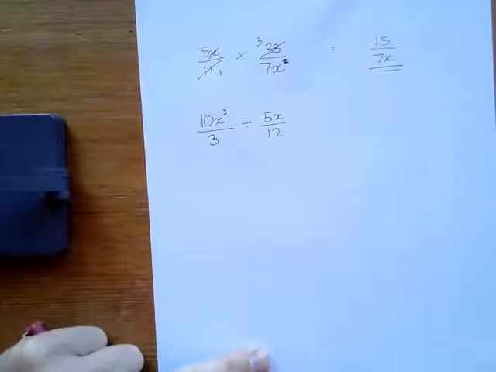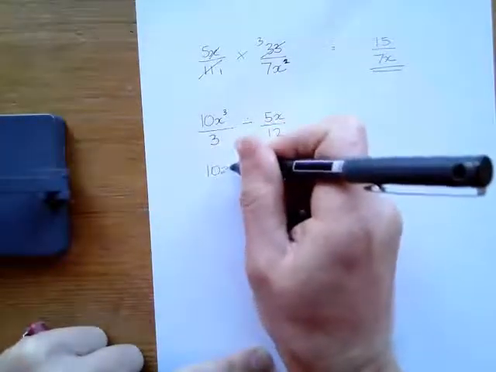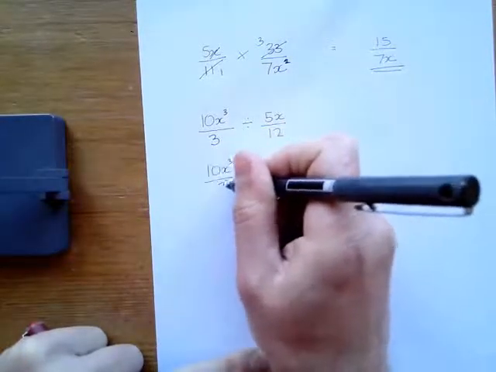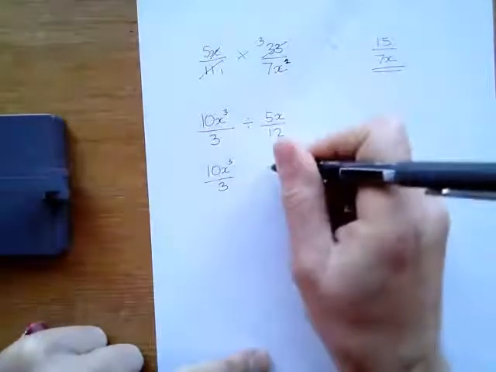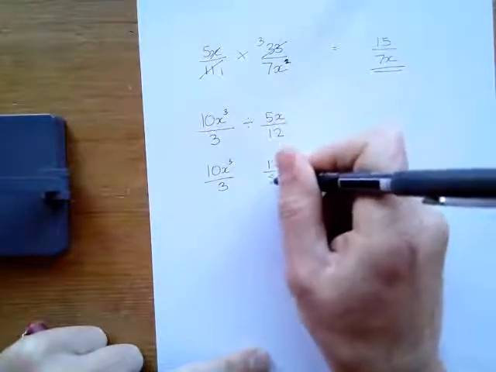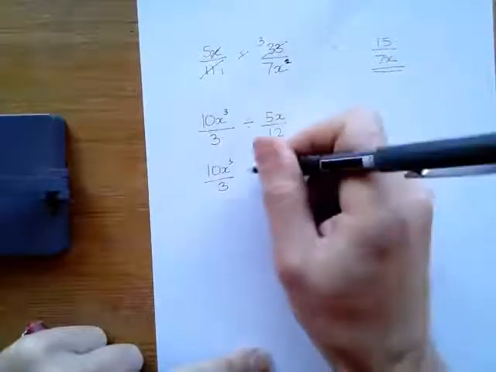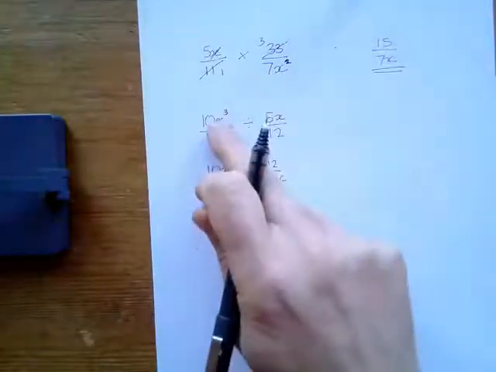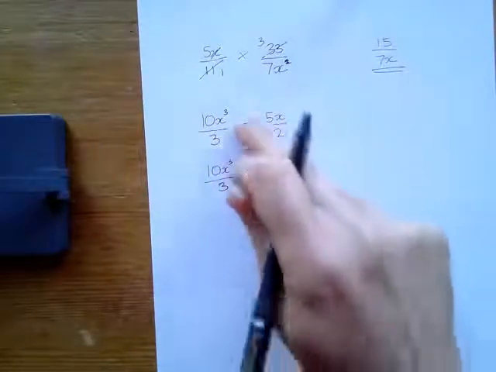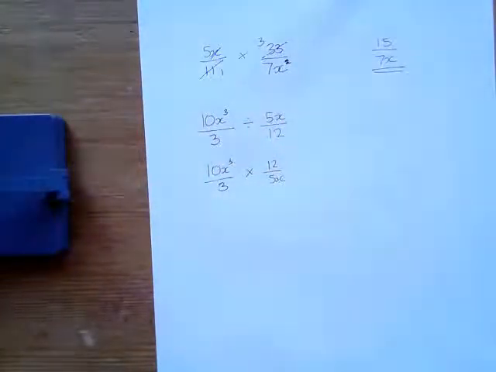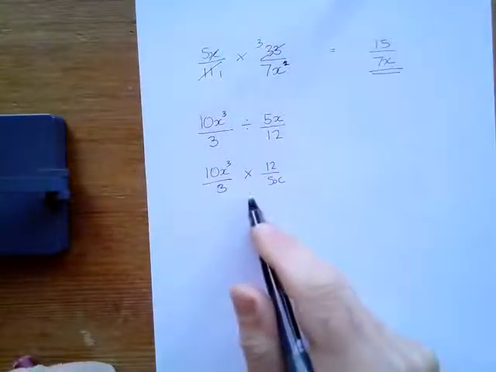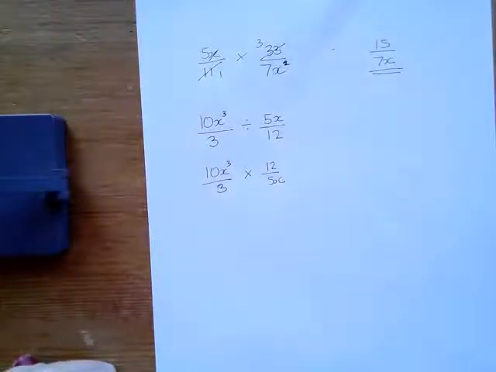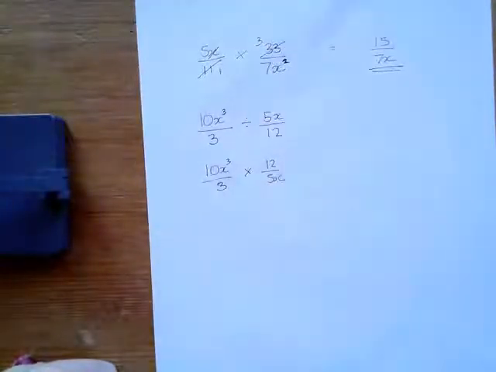You keep the first one as it is, you flip the other one upside down, and then you change the divide sign to a multiply sign. You change the sign. Keep, flip, change. Anyway, I won't go into the reasons why that works now, but it does work, and this is in fact the same calculation as this. So all I need to do is remember what I did here.